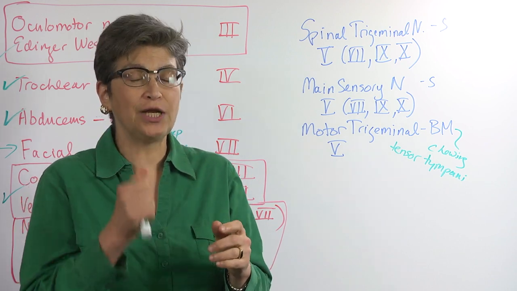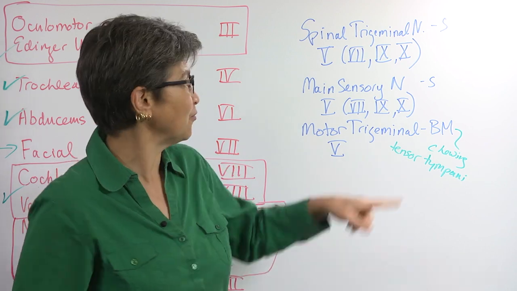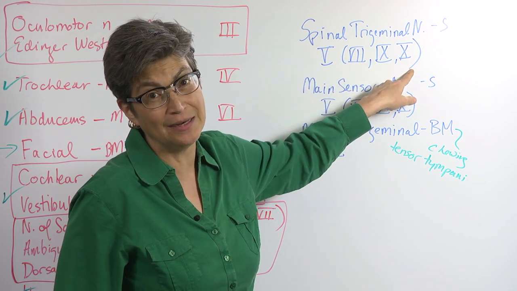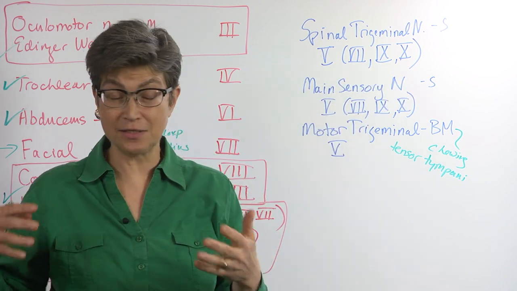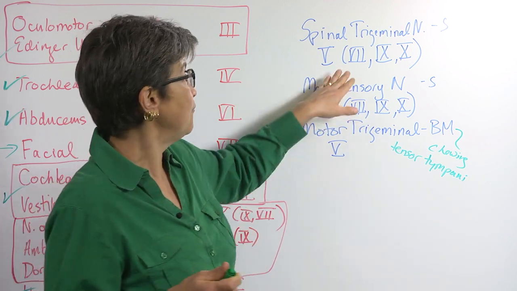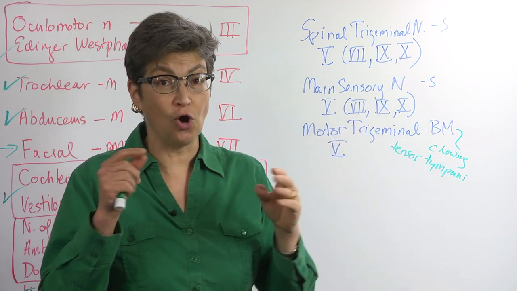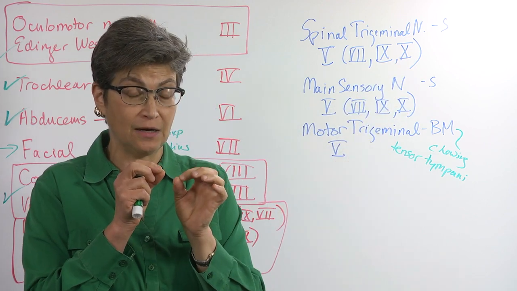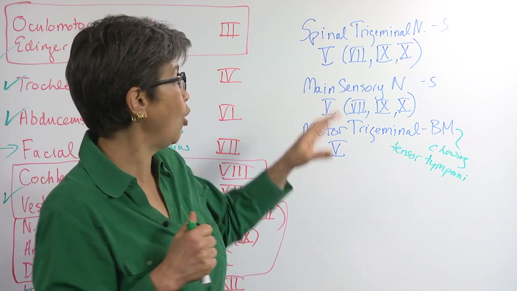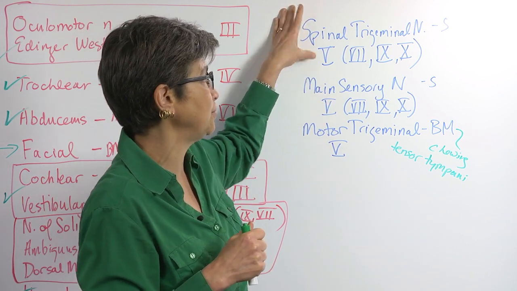But it is associated not just with the trigeminal nerve. It gets input from facial, glossopharyngeal, and vagus. Why? Because through whatever twist of fate, facial, glossopharyngeal, and vagus all carry information from pieces of the ear. All right, so they all converge onto the spinal trigeminal nucleus.